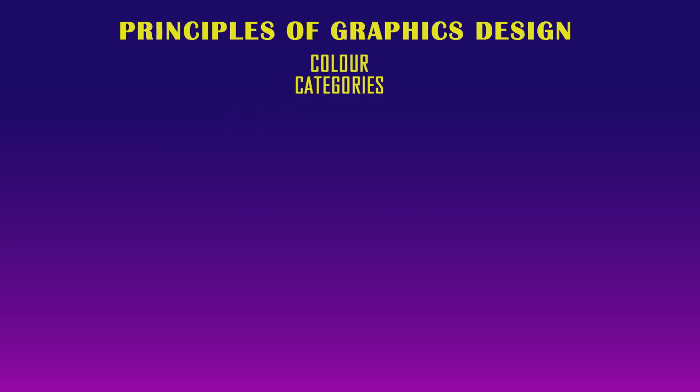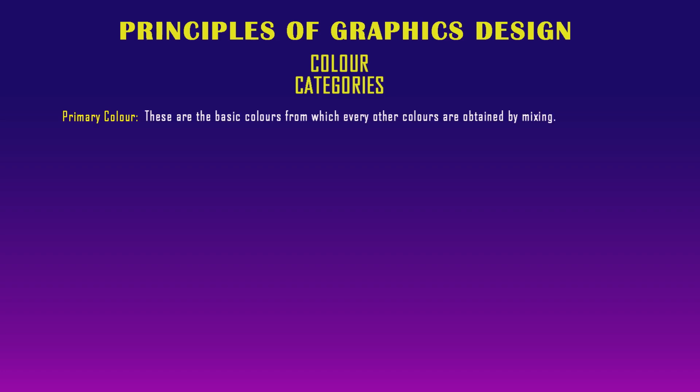Colors are categorized into three major groups. Starting with the first one, primary colors. These are the basic colors from which every other color is obtained by mixing. The three primary colors include red, yellow, and blue.